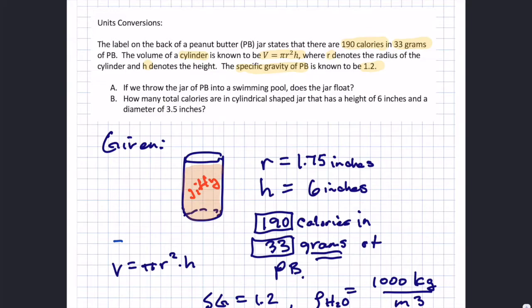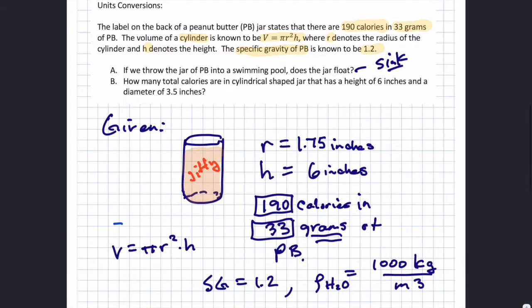The first one, part A: if we throw the jar of peanut butter into a swimming pool, does the jar float? Okay, so remember what specific gravity is. Specific gravity is the density of an object relative to water. Since that number, 1.2, is bigger than 1, peanut butter is more dense than water, so that means the jar of peanut butter would sink. You could probably have guessed that, but that's mathematically why it sinks.